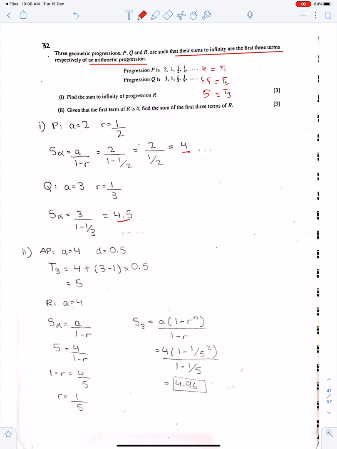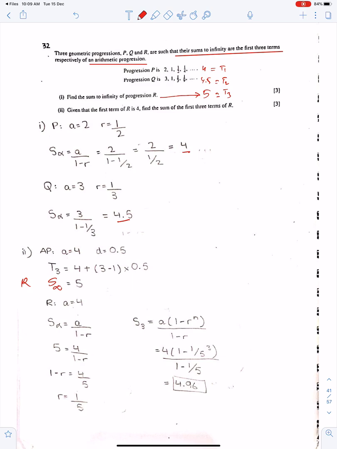Find the sum to infinity of the progression R. This is the progression R, and its sum to infinity will be 5, because the sum to infinity of the progression R will be the third term of the AP. So that will be 5. This is the answer for the sum to infinity of the sequence R.